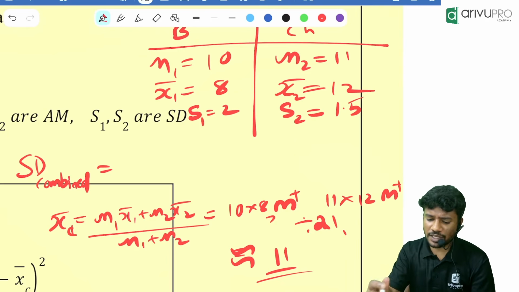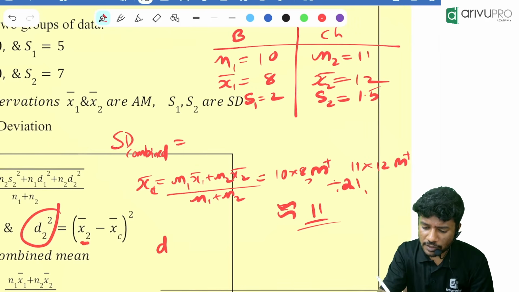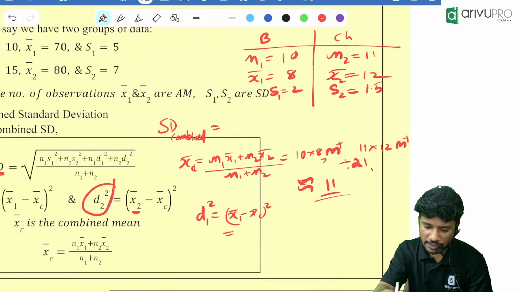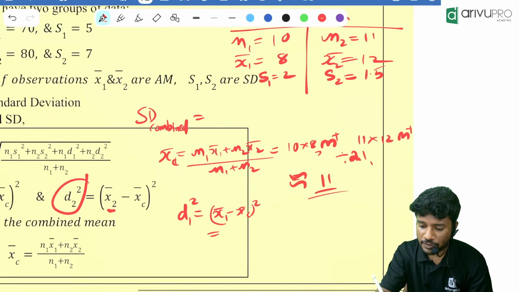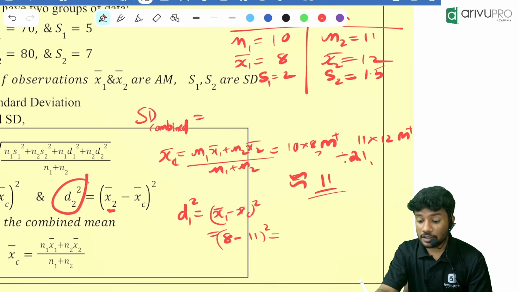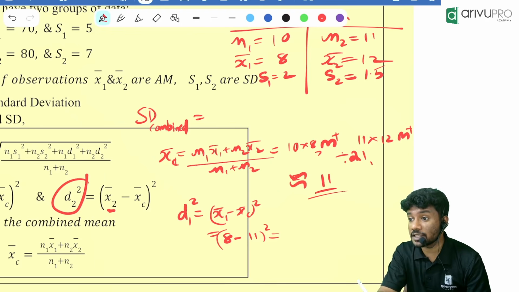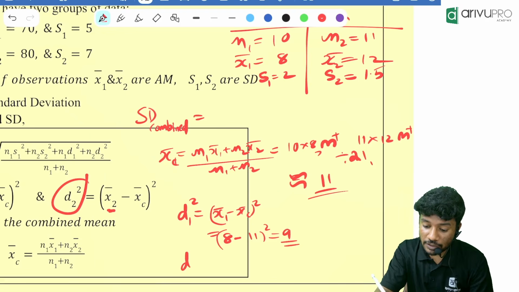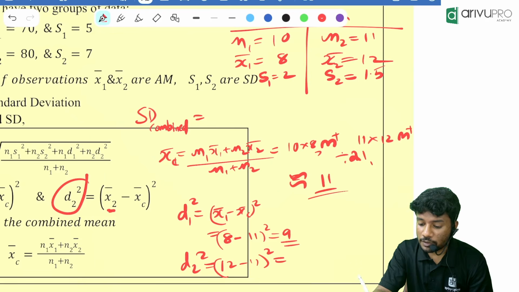Now, we have XC bar. Can you find D1 square then? D1 square is X1 bar minus XC bar, the whole square. The X1 bar is how much in this question? 8 minus 11, the whole square. How much is it? 3 square, which is 9. Then D2 square is how much? 12 minus 11, the whole square, which is equal to 1.